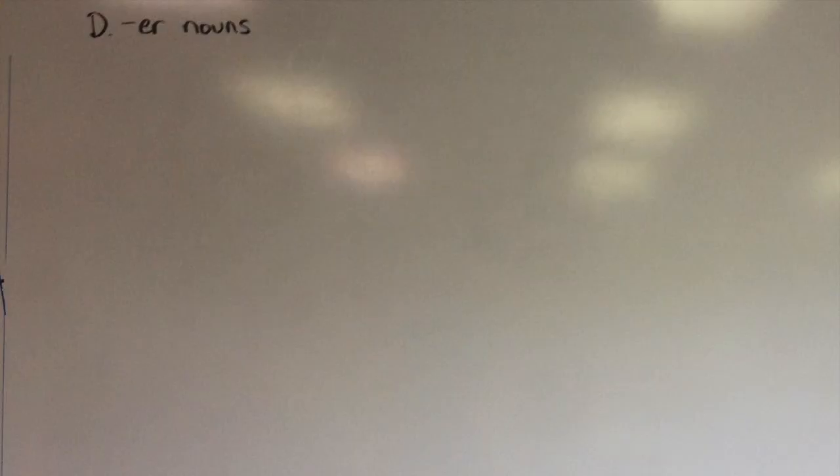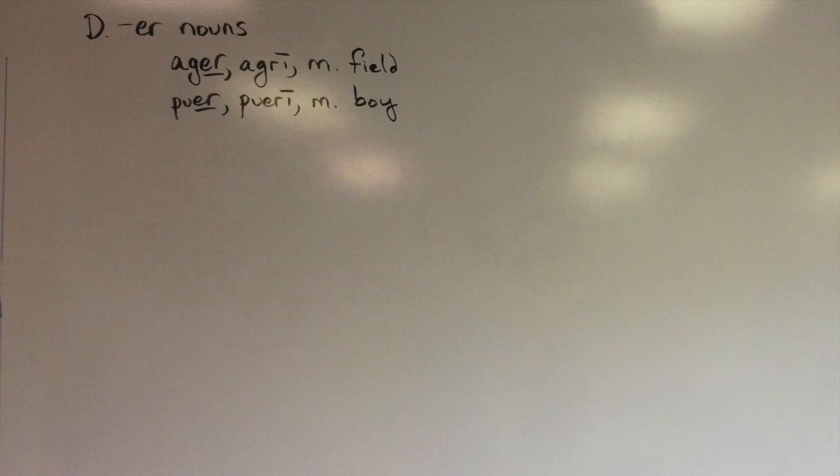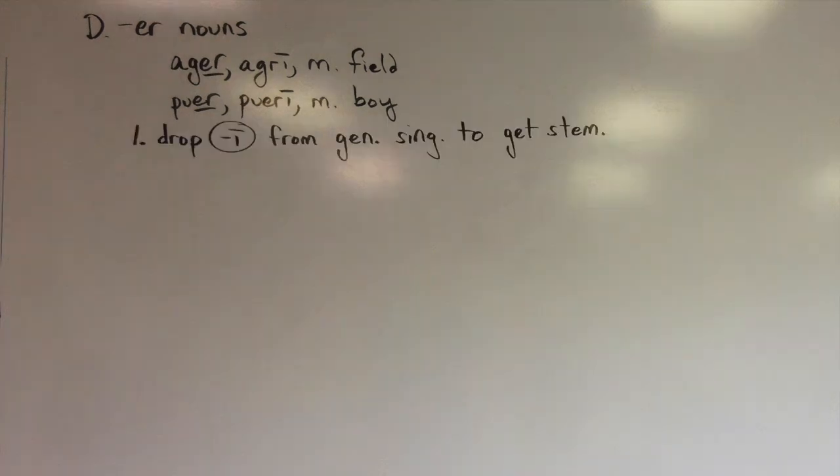Now the last thing to go over for the second declension is our -er nouns, such as ager, agri, masculine, field, or puer, pueri, masculine, boy. For these nouns, we'll have to follow a slightly different set of instructions. The first thing we'll have to do is, in order to find the stem, we'll have to drop the long I from the genitive singular. See right now if you can drop the long I from the genitive singular to figure out what the stem of each of these nouns is.